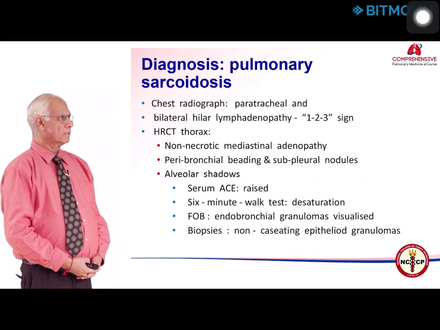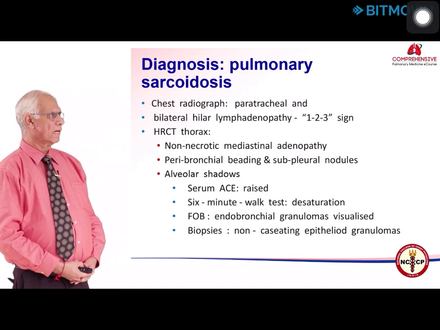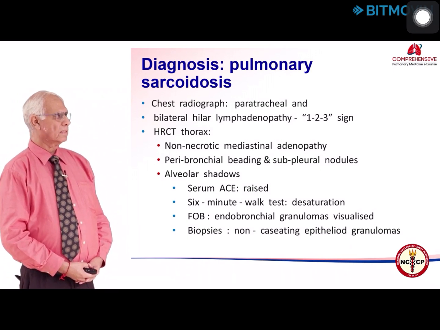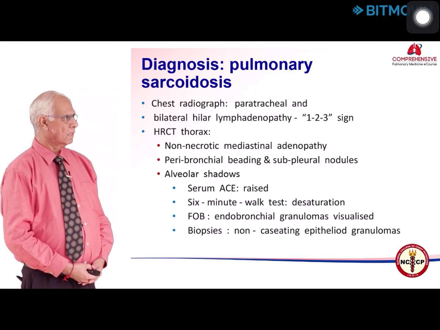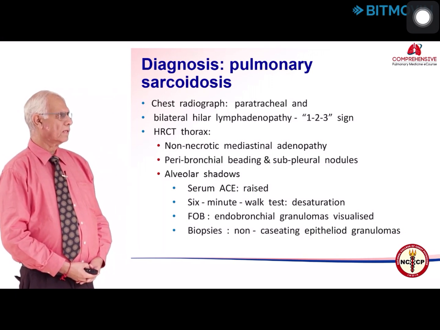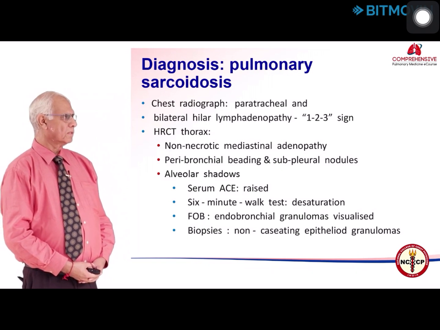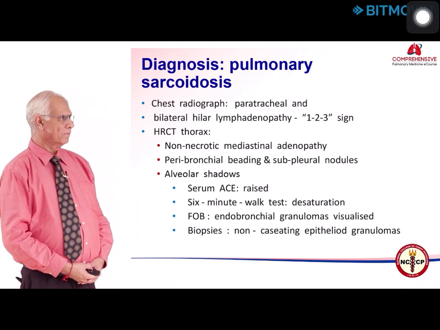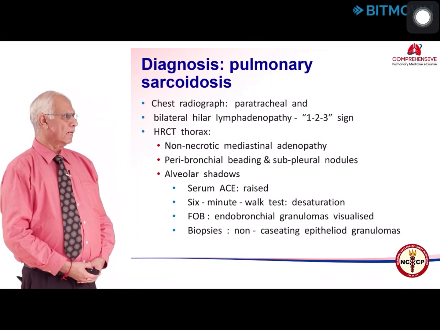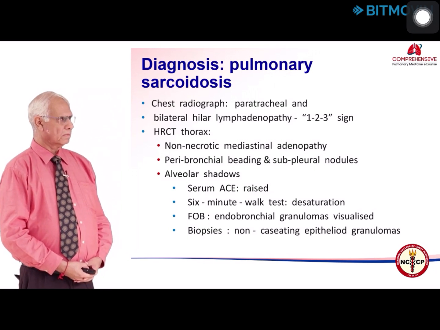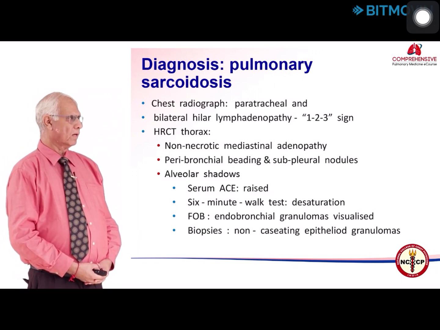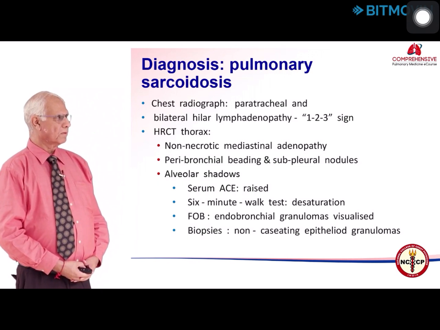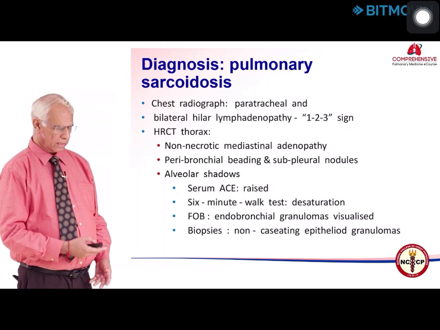The diagnosis was established as pulmonary sarcoidosis, and the diagnosis was based on the chest radiograph, with paratracheal and bilateral hilar lymphadenopathy. As I mentioned to you, there was the 1, 2, 3 sign. The HRCT thorax revealed a non-necrotic mediastinal adenopathy, peribronchial beading and subpleural nodules, and alveolar shadows in the right lung fields. The serum ACE levels were elevated, and on the 6-minute walk test the patient desaturated in 1 minute's time. The FOB visualized endobronchial granulomas, and the biopsies confirmed the diagnosis with non-caseating epithelioid cell granuloma.